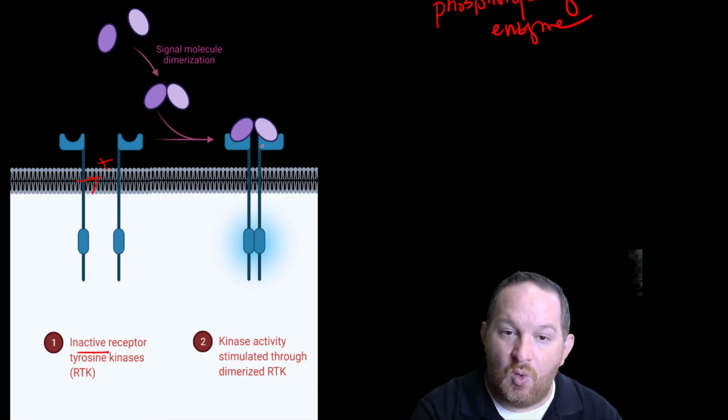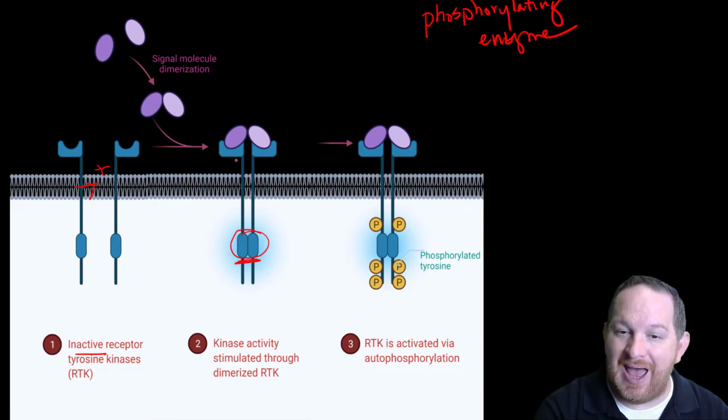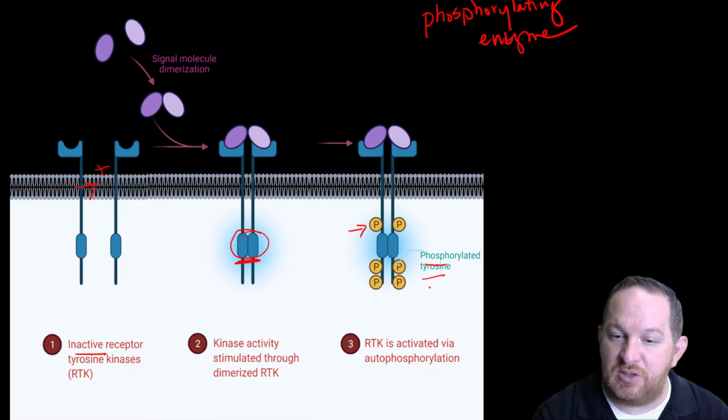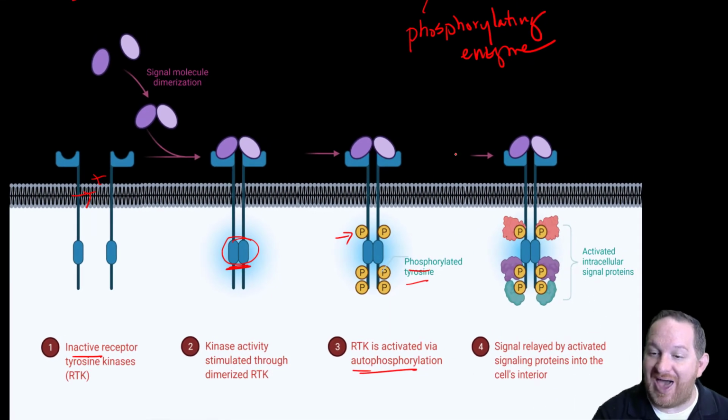So then, once these come together, it's going to start this kinase or this phosphorylation activity. It's going to stimulate that. So now what you'll see is the phosphorylation has occurred. Phosphate groups. The tyrosine down here has become phosphorylated and it's activated, right? So this is self-phosphorylation. It's an autophosphorylation process. And then, of course, that signal, once this happens, will activate some signal proteins to carry the messenger into the cell to do what we need, okay?